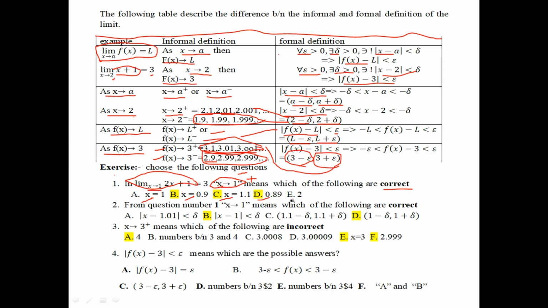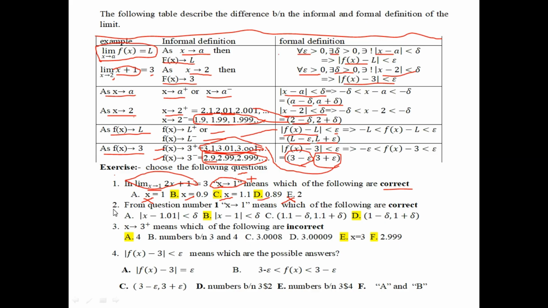It is not near, as x approaches 1 from the right. It is beyond. It's larger. So the correct answer is B, C, D, but not E. So from the definition, x approaches 1 means either from the left or from the right. From the left, values between 0 and 1. From the right, values between 1 and 2.